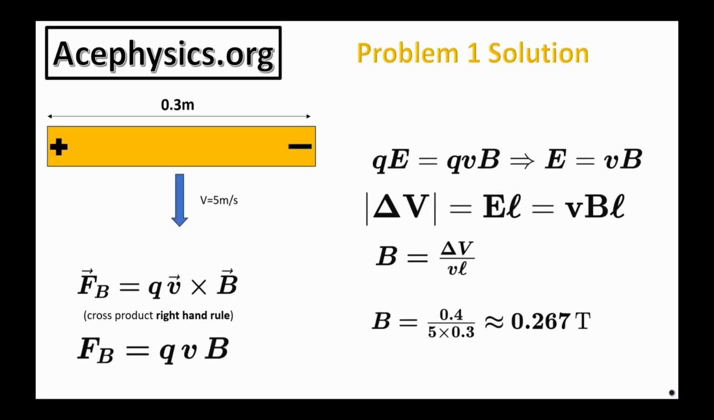The first part of the problem asks us to find the direction of the magnetic field. In order to do this, we have to use the Lorentz force. The Lorentz force is Q V cross B. This is a cross product, so this involves the cross product right-hand rule. There's more than one right-hand rule, so I like to call this one the cross product right-hand rule.